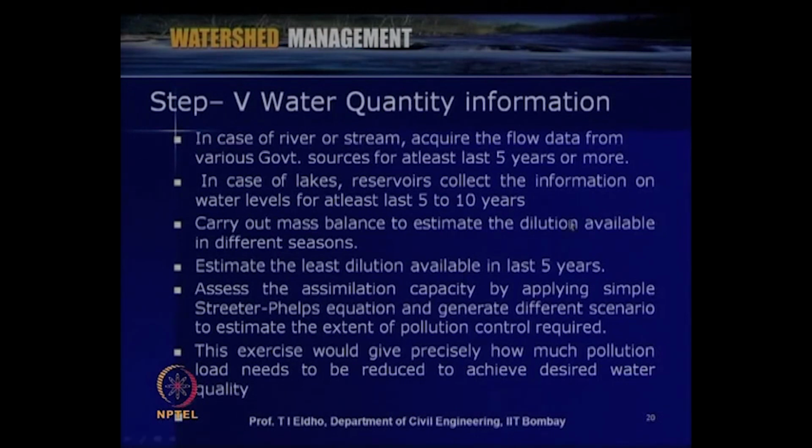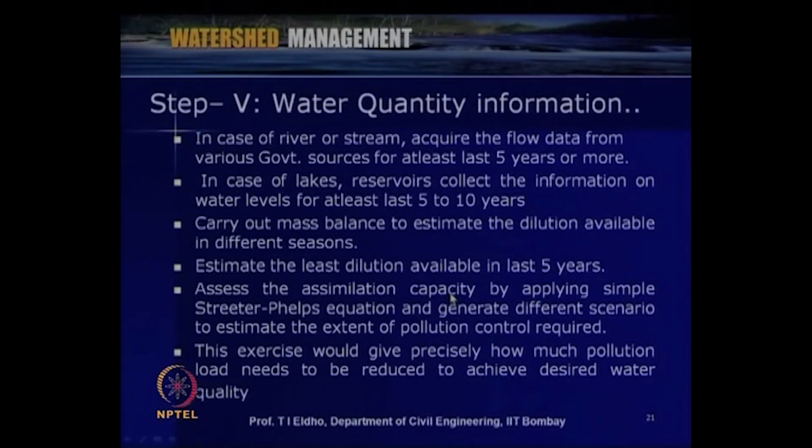In case of lakes and reservoirs, we have to collect the information on water levels of at least 5 to 10 years, then carry out mass balance, then estimate the least dilution available in the last 5 years, then assess the assimilation capacity by applying simple Streeter-Phelps equations, say for example as far as dissolved oxygen is concerned. Then this exercise would give precisely how much pollution load needs to be reduced.